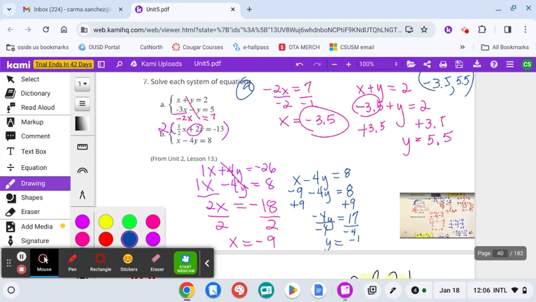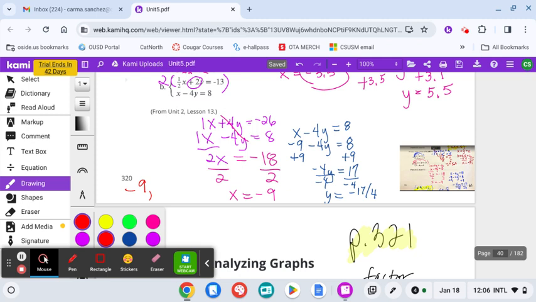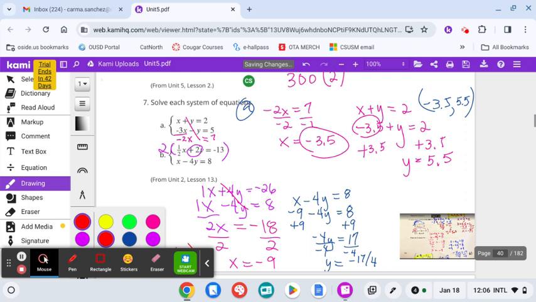So y is negative 17 fourths, and yes, it's okay to put that into decimal form. So I put my final answer together, negative 9, comma, negative 17 fourths in an xy coordinate pair. And we're done.